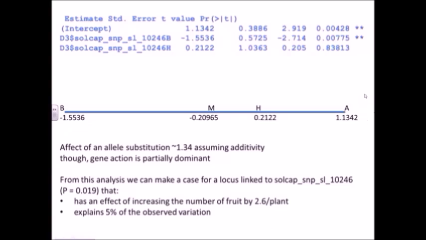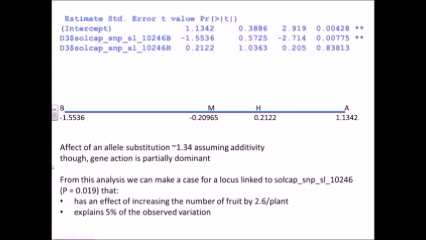We have our A effect, 1.1342, B negative 1.5536. The mid-parent, if you just average those, would come out to be negative 0.20965, and H is falling right here. So if we use the allele substitution, which assumes additivity, the effect of allele substitution is going to be 1.34 fruit. But the gene action is in fact partially dominant, so this isn't falling right on that mid-parent line.